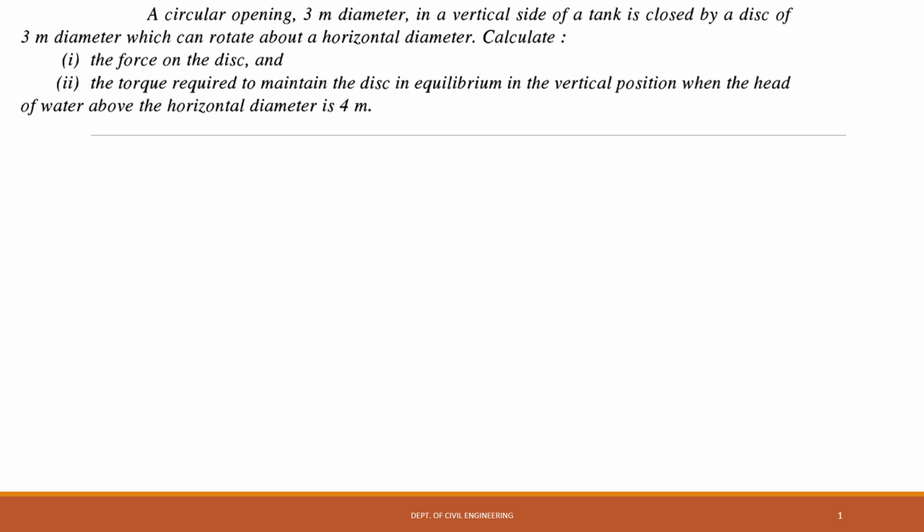In this video, we'll be discussing a few problems on total pressure and center of pressure on vertically immersed surfaces in fluid or liquid. So this is the first question. A circular opening 3 meter diameter in a vertical side of a tank is closed by a disc of 3 meter diameter which can rotate about a horizontal diameter. Calculate, first one, the force on the disc, and second one, the torque required to maintain the disc in equilibrium in the vertical position when the head of water above the horizontal diameter is 4 meters.